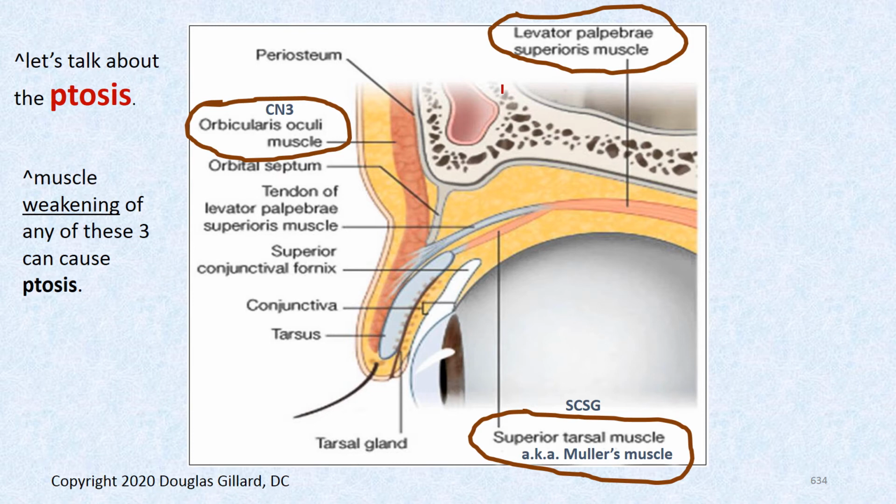Let's talk about another thing that can happen. Now this doesn't always happen. There has to be really bad paralysis of the oculomotor nerve for this to happen.